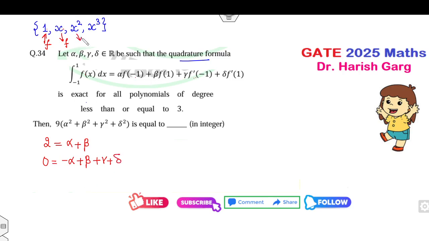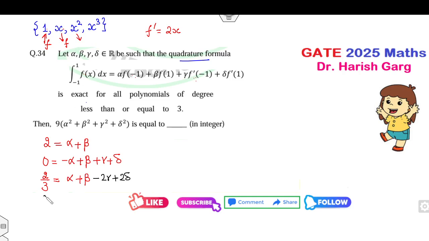I can take x square. The integration of x square is x cube by 3, so that will be 2 over 3. This number is alpha plus beta. What is f dash? It will be 2x. So if I substitute, it will be minus 2 gamma plus 2 delta.